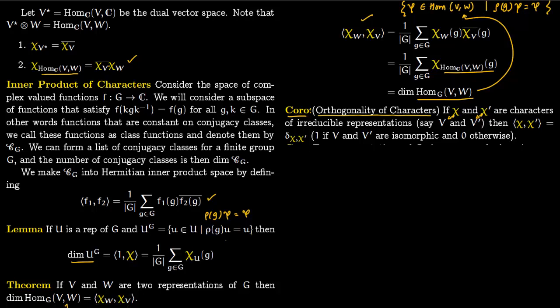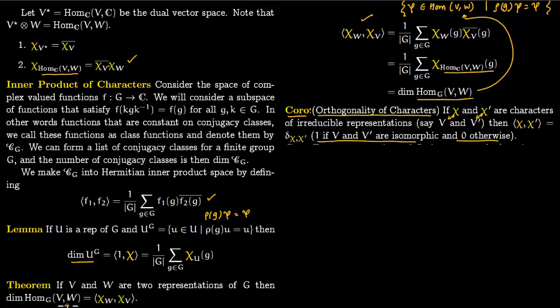So that is what it says here. If v and v prime are isomorphic, this chi v and chi v prime inner product is going to be 1. If they're not isomorphic, this is going to be 0. And that is what it is: it is 1 if v and v prime are isomorphic and 0 otherwise. So this follows from Schur's lemma here.